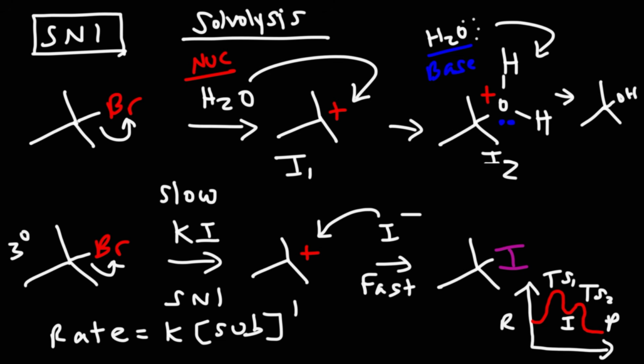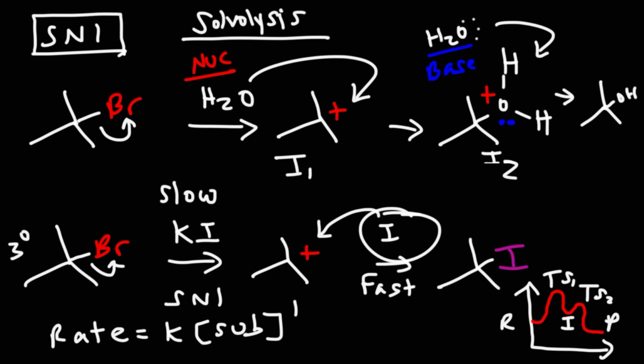So what does this mean? If we were to double the concentration of the substrate, the rate for the SN1 reaction would double. If we were to double the concentration of the nucleophile, the rate for an SN1 reaction would not be affected, because the concentration of the nucleophile is not in the rate law expression. The rate for an SN1 reaction does not depend on the concentration of the nucleophile.